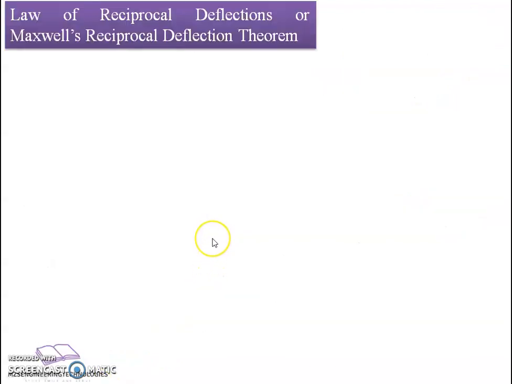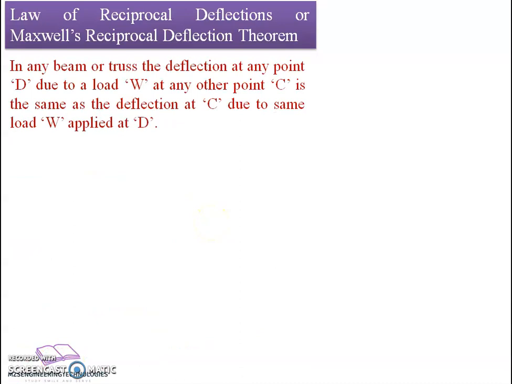Let's extend this concept with the law of reciprocal deflection or Maxwell's reciprocal deflection theorem. What the theorem says: in any beam or truss, the deflection at any point D due to load W at any other point C is the same as the deflection at C due to the same load W applied at D. What is going to happen here?